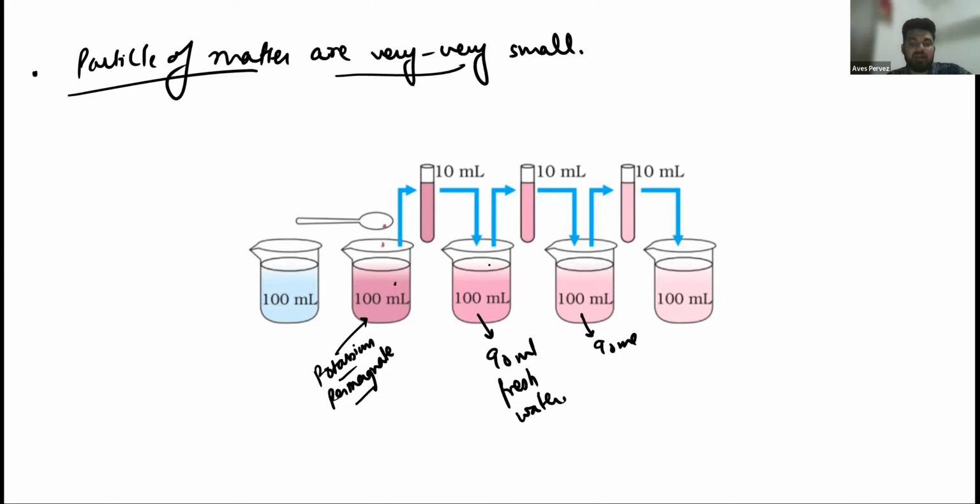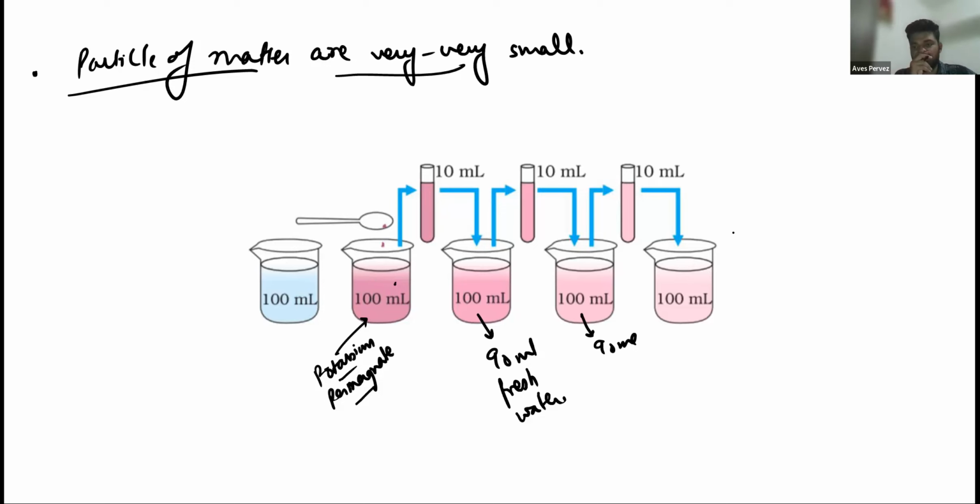Now take another 10 ml from this one and add it to 90 ml of pure fresh water. It will again become pink in color. Then take another 10 ml from it and add it to 90 ml of water. Again it will become lighter pink. So you see the color here: dark pink, then light pink, then lighter, then lighter still.